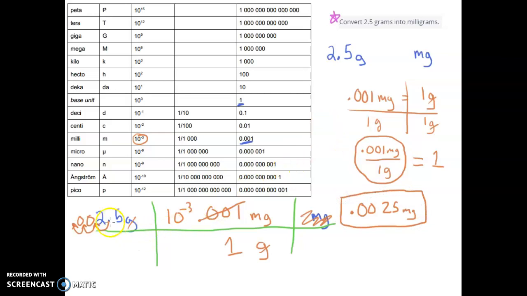What I wanted you to see here is this setup where I put where I'm at, grams, and where I need to get to, milligrams. That dictates what I'm going to be multiplying by, my conversion factor. This here was my conversion factor. I was able to do it in one step, but you might not always be able to do it in one step. So that's why it's nice to have this chart here.